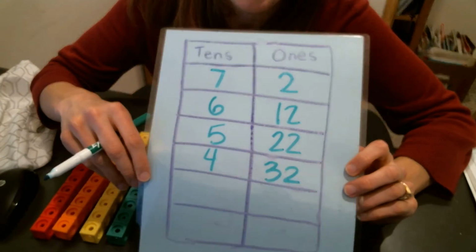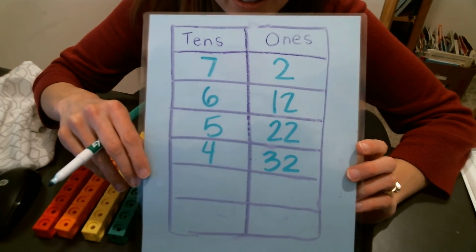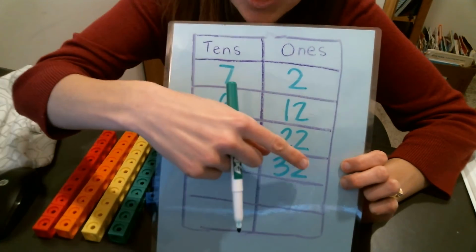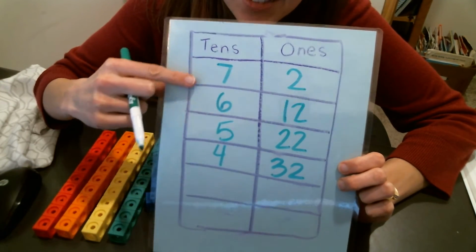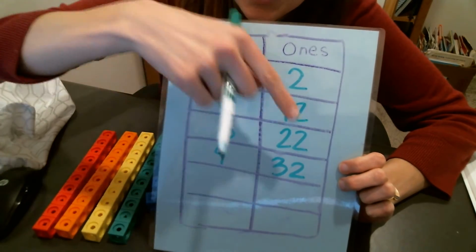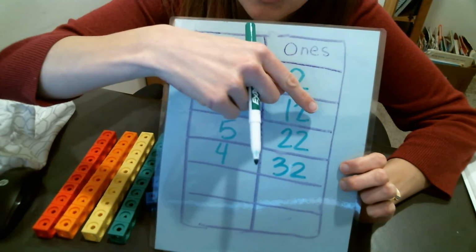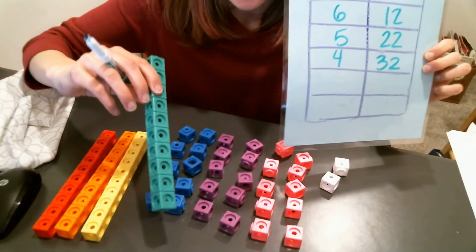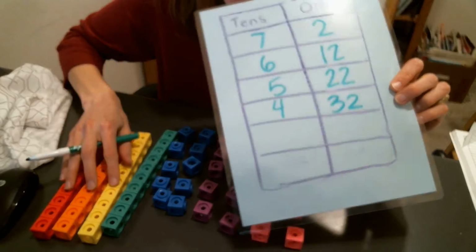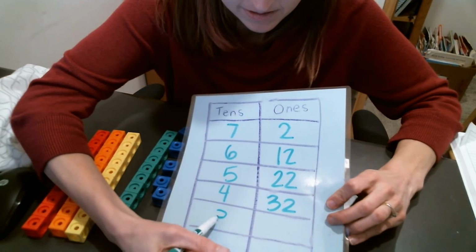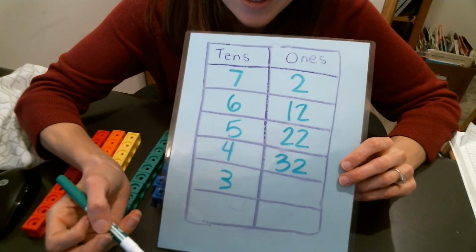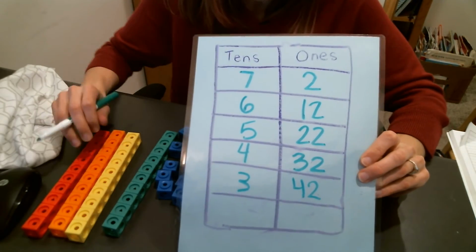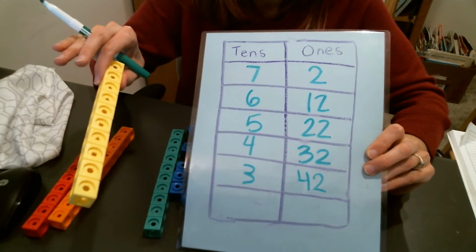Do you notice anything about our tens and ones chart? Every time this goes down by 10, this goes up by 10. So the number goes down 7, 6, 5, 4. This one goes up by 10s. 2, 12, 22, 32. What would happen if I broke up the greens? Well, there would be 3 tens left. And then how many ones would there be? 42 ones. Very nice.